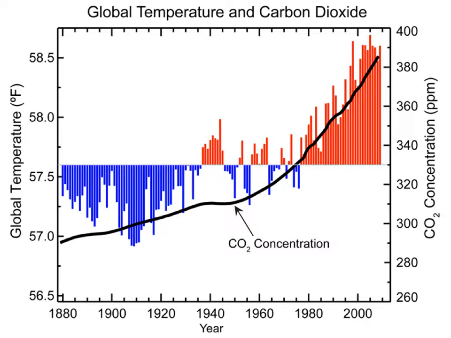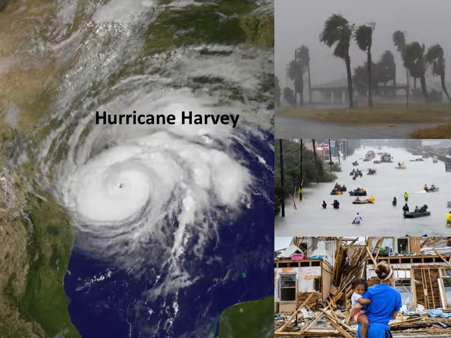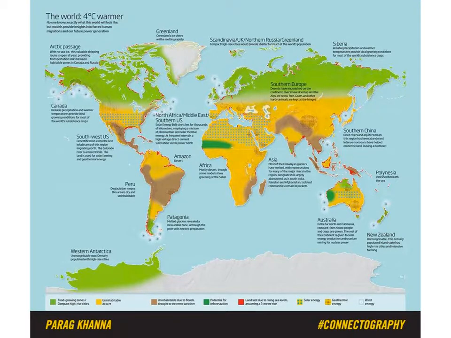As seen in the red bars in this graph, there will be an increase in the mean global temperature. Notice the correlation between the increase in carbon dioxide over the last 100 years and the increase in the mean global temperature. There will be an increase in the frequency and intensity of extreme weather events. There will be long-term change in climate.